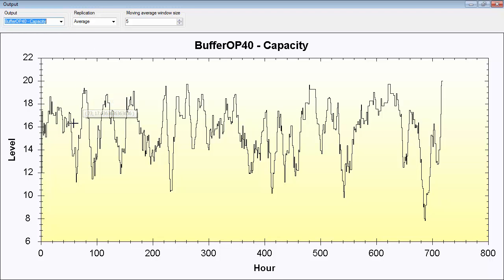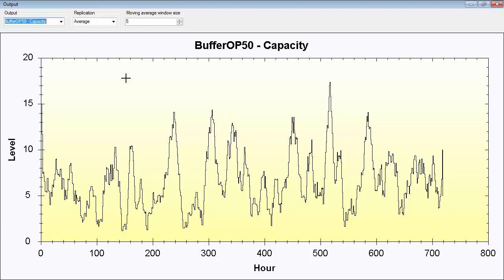Buffer 40 is at quite a high level. The max capacity is 20 parts because operation 40 is the bottleneck in this case. And this buffer is also quite utilized. Operation 20, however, has a capacity of 20, but it isn't utilized that much.